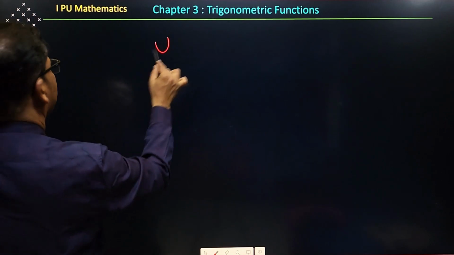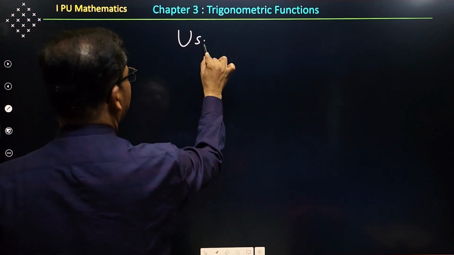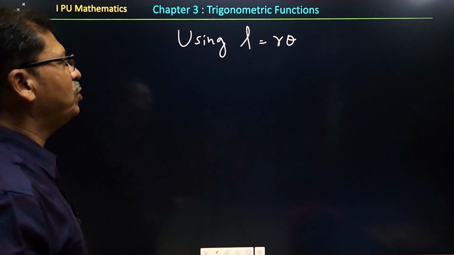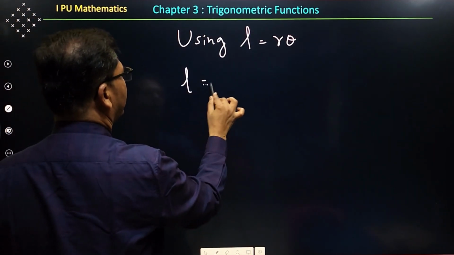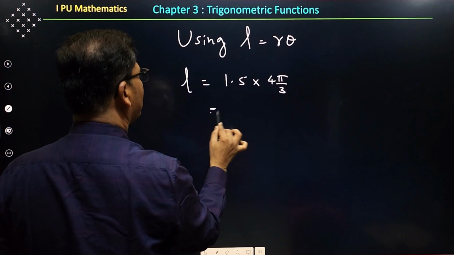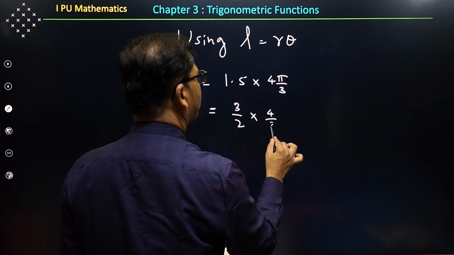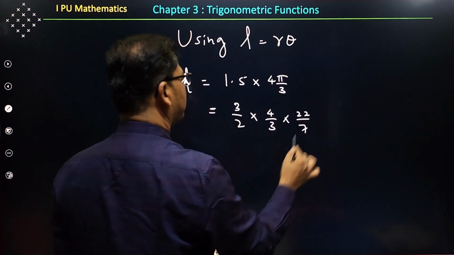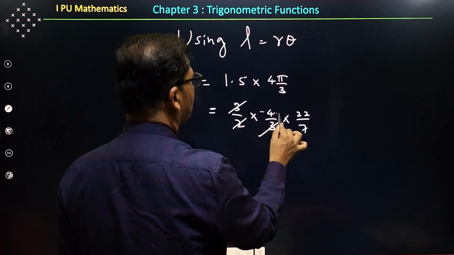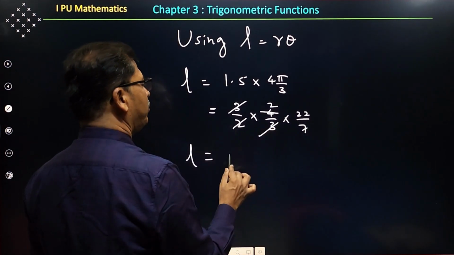So use this relation, L is equal to R theta. Radius is 1.5, theta is 4 pi divided by 3. So this is equal to 1.5, which means 3 by 2, into 4 by 3, and pi means 22 divided by 7. Now this 3 and 3 cancel, 2 ones are 2, 2 twos are 4. Next L is equal to 44 divided by 7.